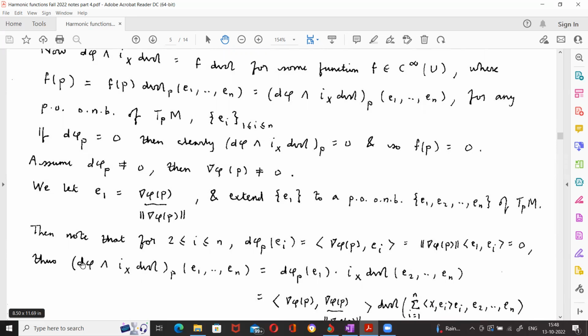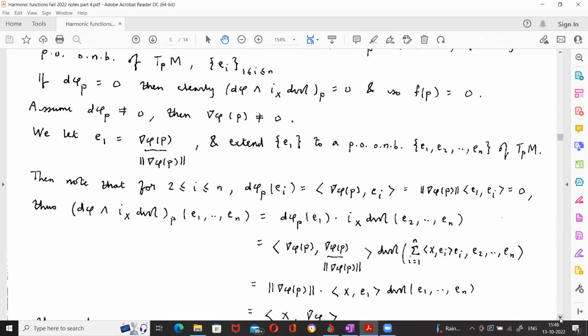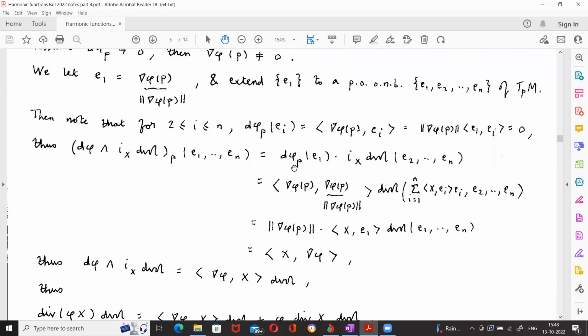So those permutations will vanish. I'll only get the permutations which fix E1, right? So therefore, this wedge product applied to E1 to En will split as a product: d phi of E1 into Ix dvol of E2 to En. All right? Okay. And now I can compute this.